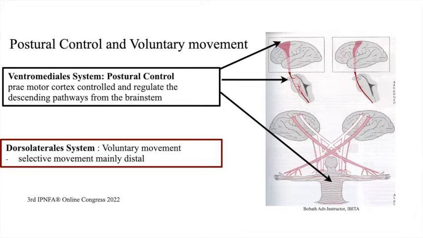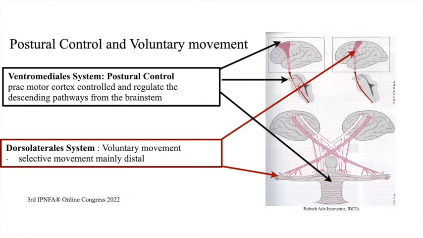The second system is the dorsolateral system. This is a system which activates our muscles selectively and distally so that we can move selectively. The anatomic structure for this is our motor homunculus, as you know from your studies.